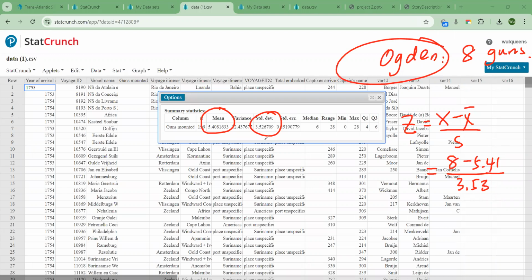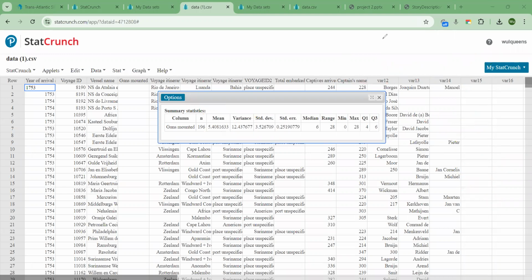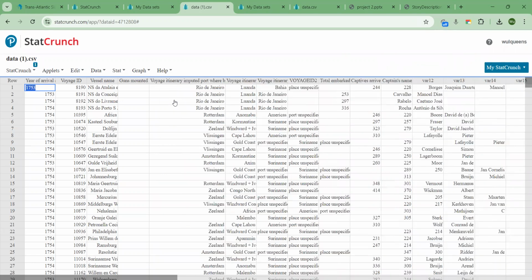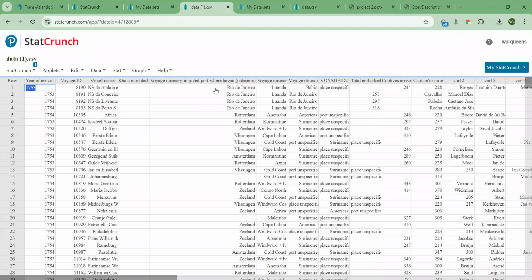Okay, so this is a short demonstration of the video. And make sure for the other variables, for example, if you have the itinerary, or where the port is, those particular qualitative variables, make sure you are including the frequency distribution table and also the bar chart. Okay, so that's all we have today.